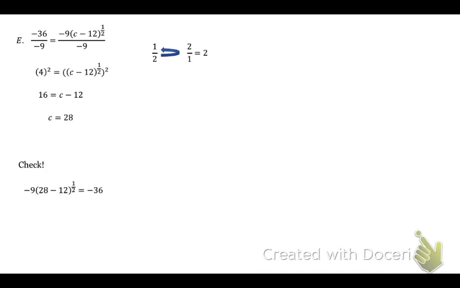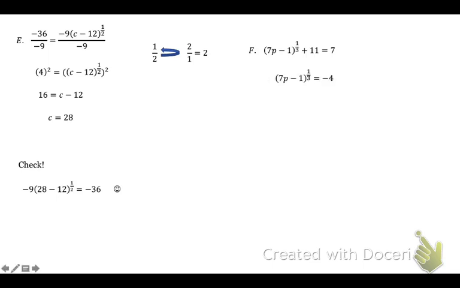We still have to check our answer. So negative 9 times 28 minus 12 to the 1/2 power equals negative 36. So we are happy campers. Okay? F, let's do this one.